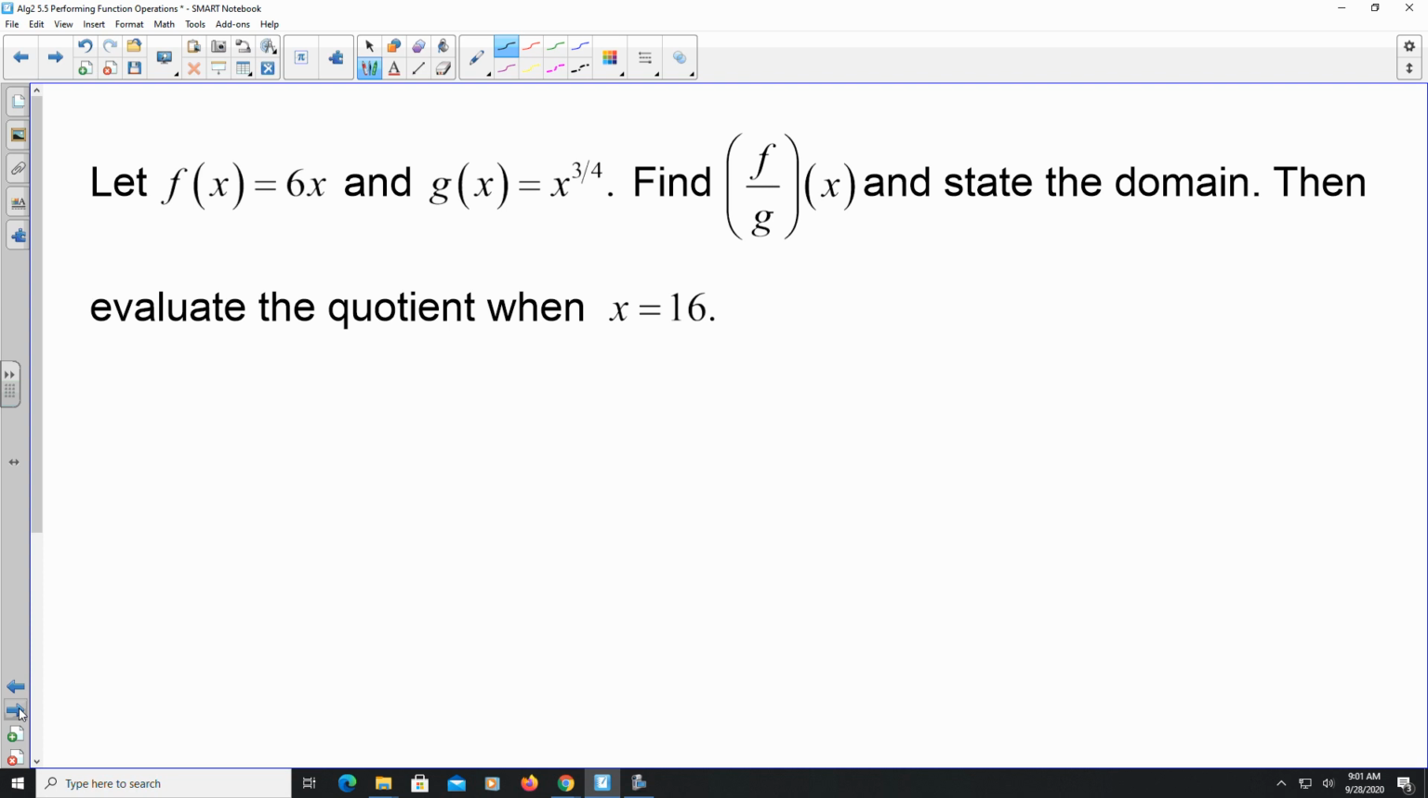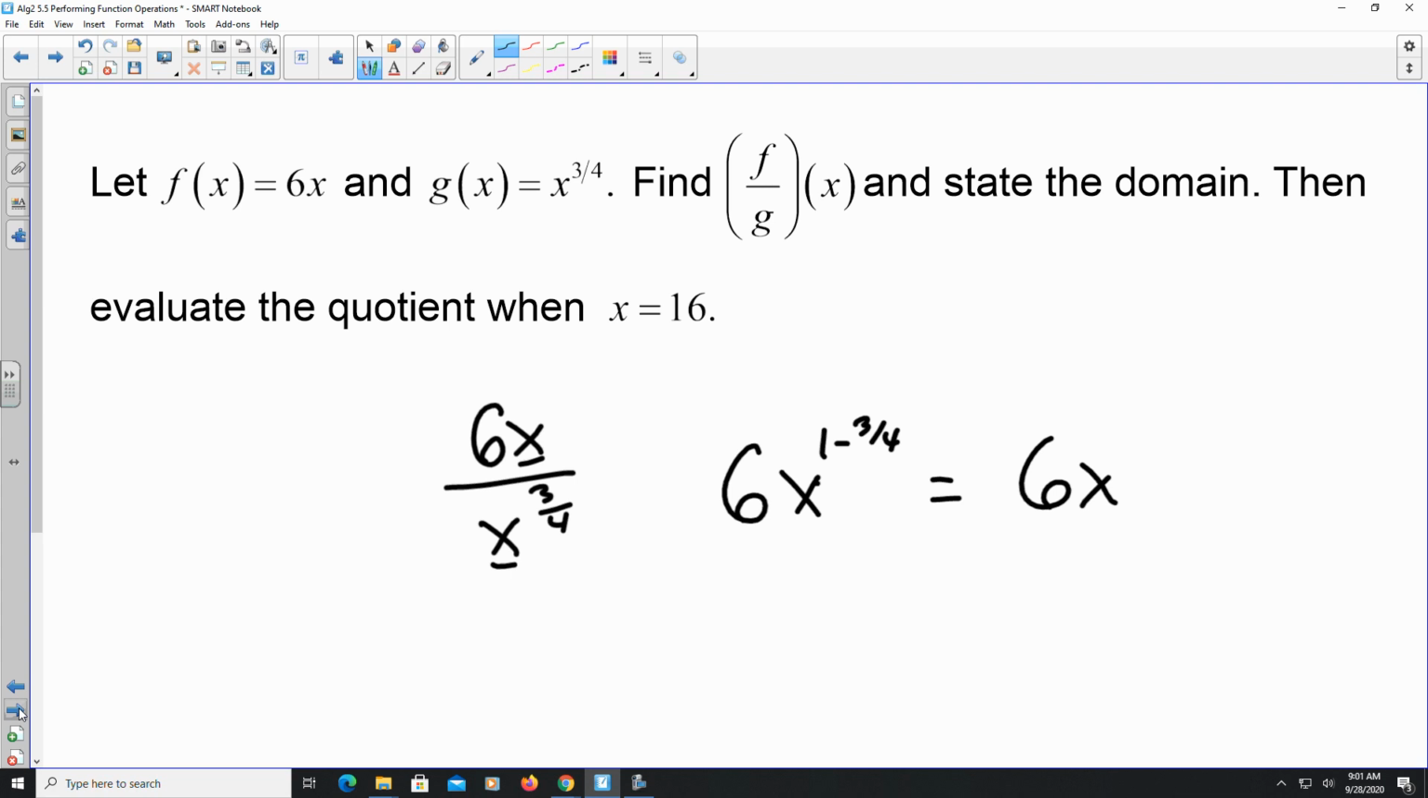Here we have quotients. So this will be 6x divided by x to the 3/4 power. So these are same bases, so I can subtract the exponents. So this turns into 6x to the 1 minus 3/4. So now this would be 6x to the 1/4. My domain in this case would have to be positives, so greater than or equal to 0.